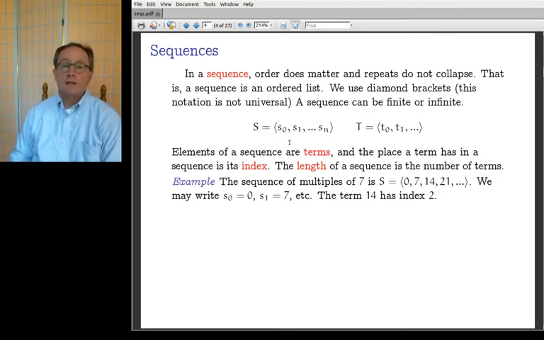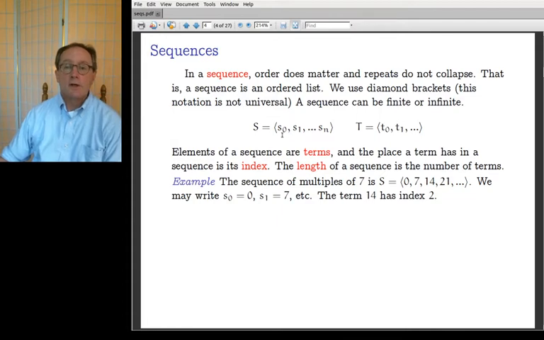Elements in a sequence are called terms. It's just a vocabulary word, it doesn't matter. And the place that a term has in a sequence is its index. So you might say that's term 1, you might say this is term 0, you might say this is term N. Sometimes, somewhat confusingly, even though that says S0, we will start by calling it the first term. That's the same reason we say the year 54 AD is in the first century. It's just one of those things. So just as an example, the sequence of multiples of 7 is 0, 7, 14, 21, etc. We may write S0 equals 0, S1 equals 7, and as an example, the term 14 has index 2. Okay. So just vocabulary words, that's all.